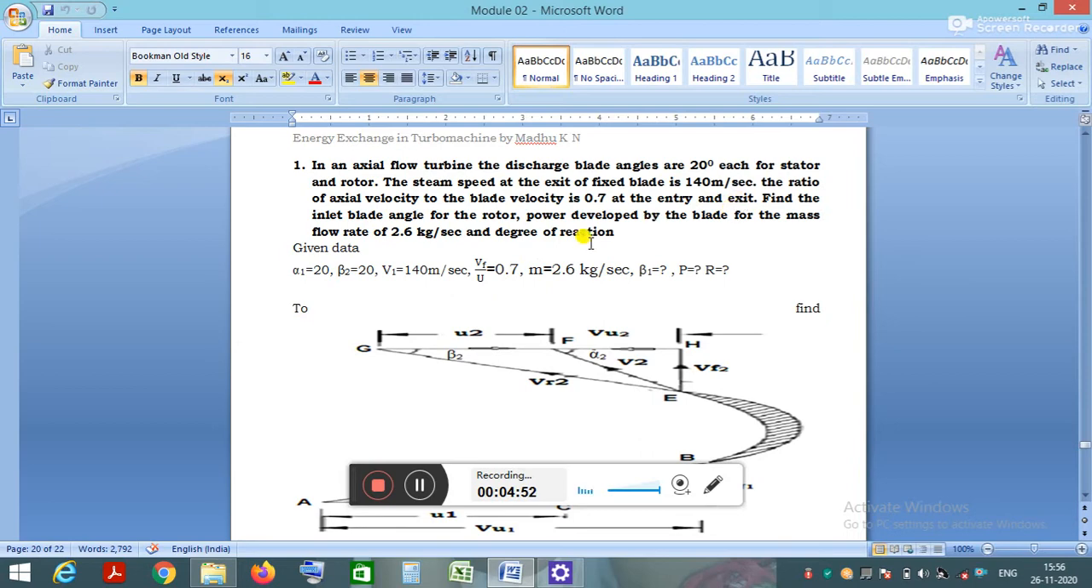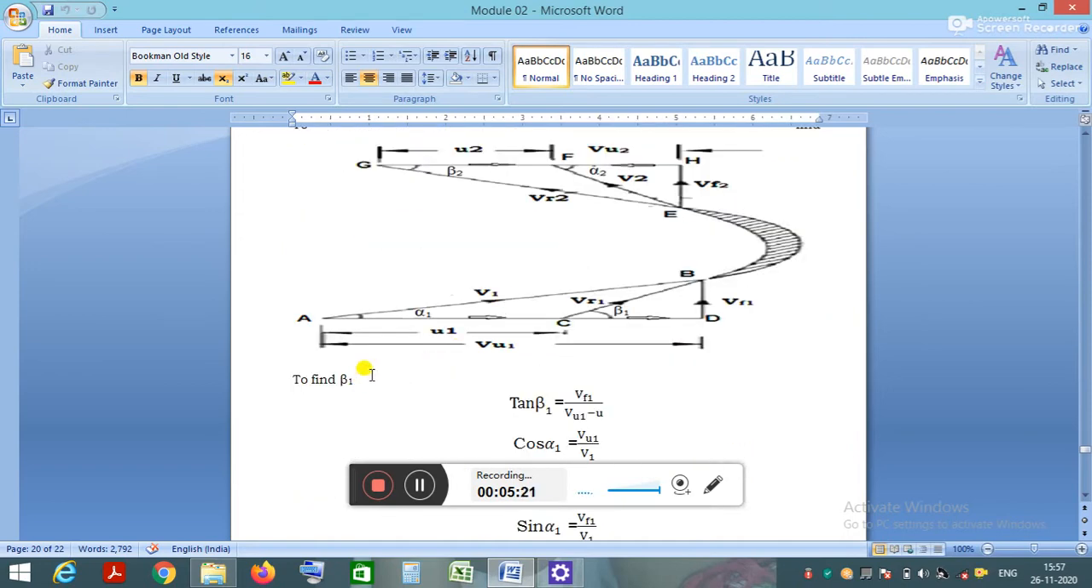He asked us to find the inlet blade angle for the rotor. He asked us to find the blade angles beta 1 and beta 2, and he also asked us to find the power developed by the blade when the mass flow rate of the fluid is around 2.6 kg per second. And he also asked us to find the degree of reaction.